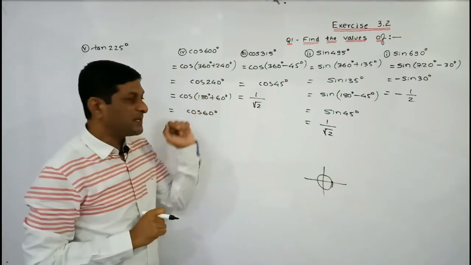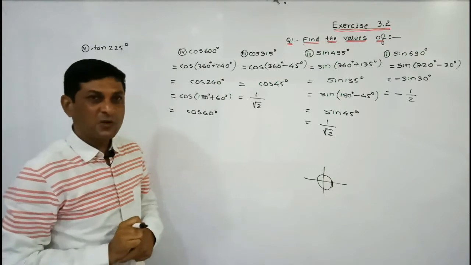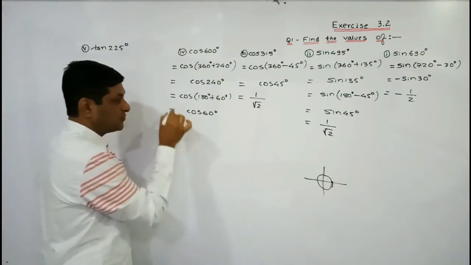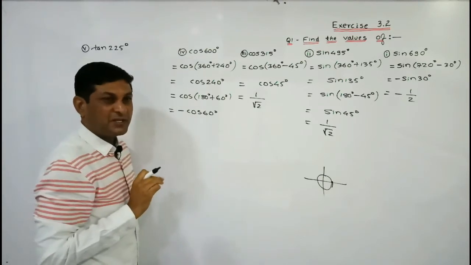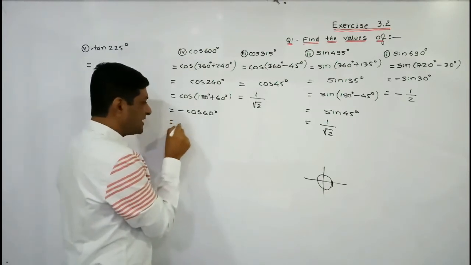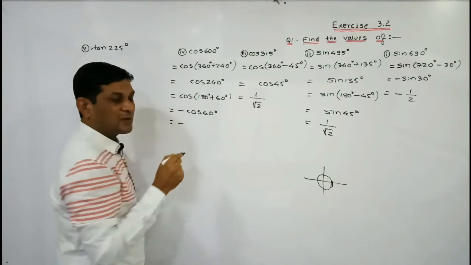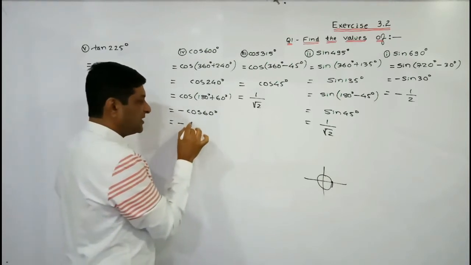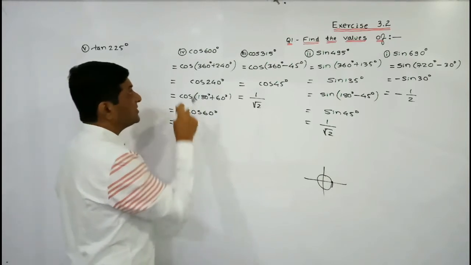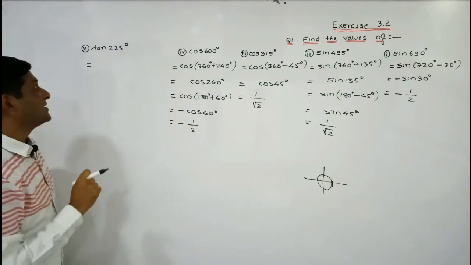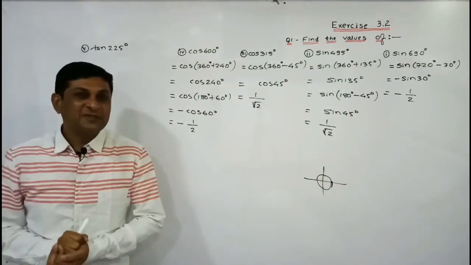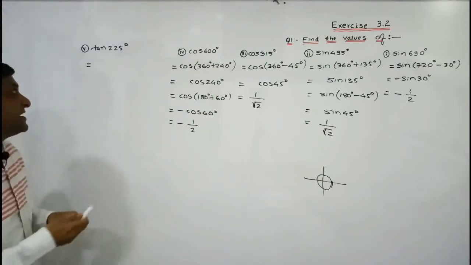Now here 180 plus means third quadrant, and in the third quadrant the value of cos is what? Negative, because only tan and cot are positive. So whatever the value of cos we have got here will be negative. Keep this minus as it is, and we know that cos 60 equals 1 by 2. In this way we have got the value of cos 600 degrees. Now let us try to find the value of tan 225 degrees.